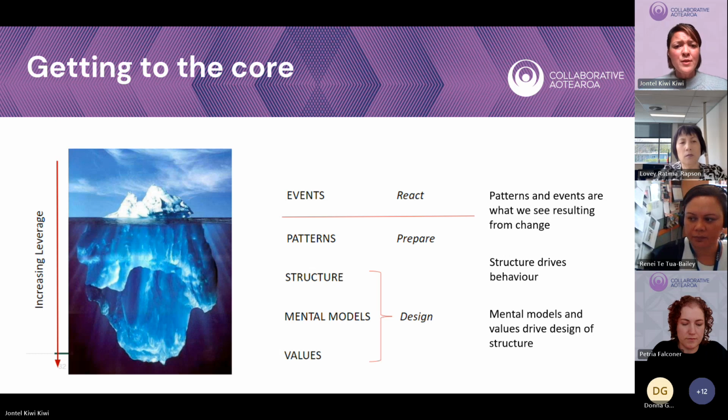So the things to remember here are that mental models and values drive the design of the structure. The structure drives the behavior, and then the patterns and events of what we are seeing result from the change.